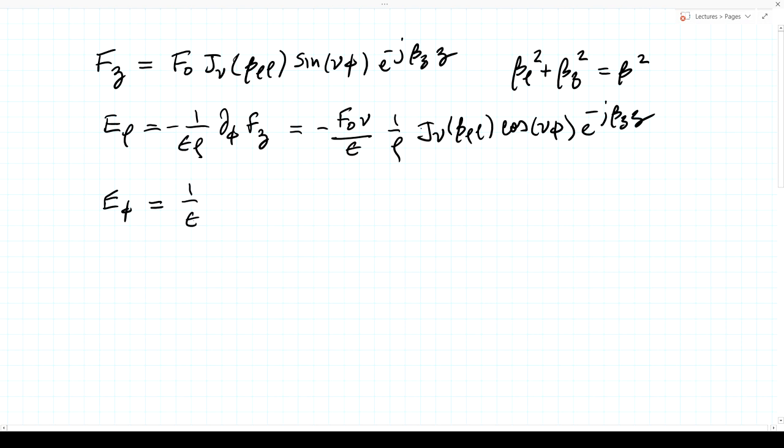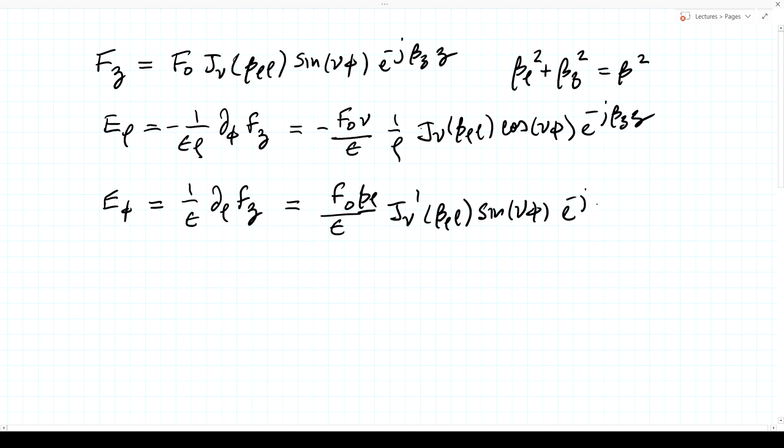And E_phi is 1 over epsilon times the rho derivative of F_z. And that's going to get you, let's see, an F0 over epsilon. The rho derivative will bring out a factor of beta_rho. Put it up here: J_nu prime(beta_rho rho), sine nu phi, e^(-j beta_z z). Okay, and we haven't said anything about what rho is.